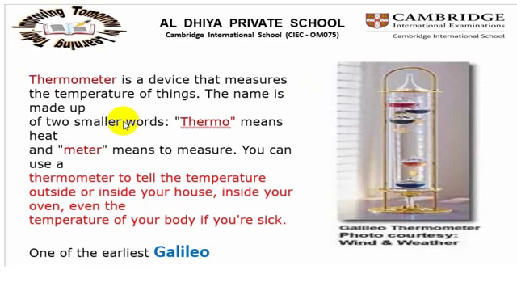A thermometer is a device that measures the temperature of things, okay? It is made up of two parts. The first part is thermo, which means heat. And the second part is meter, which means to measure. So a thermometer is used to measure the temperature of things. We use it to measure our body's temperature if we are sick, or the temperature of our houses or ovens. This is the Galileo thermometer, one of the earliest thermometers.